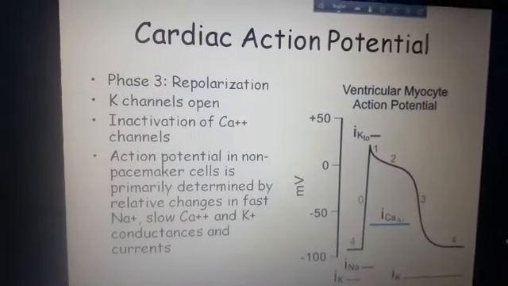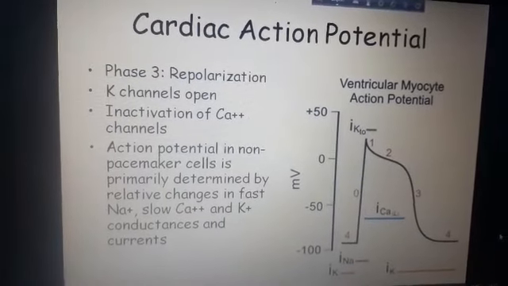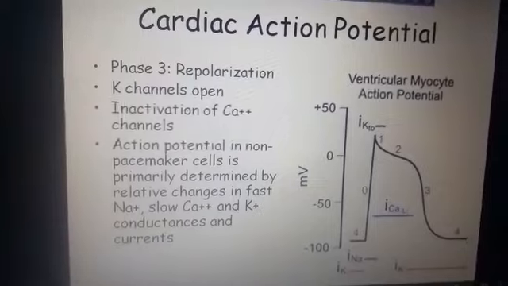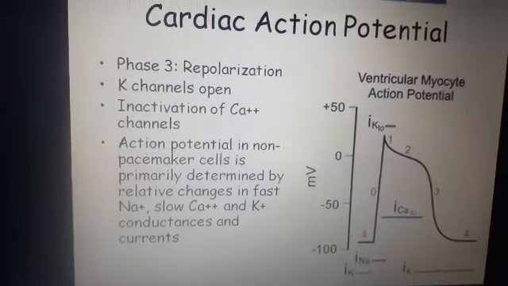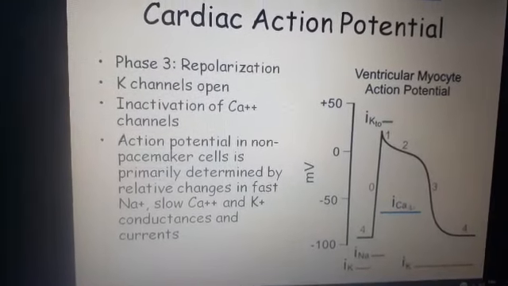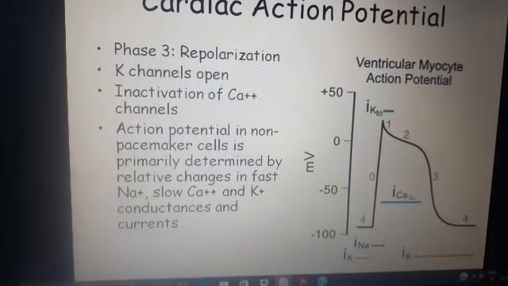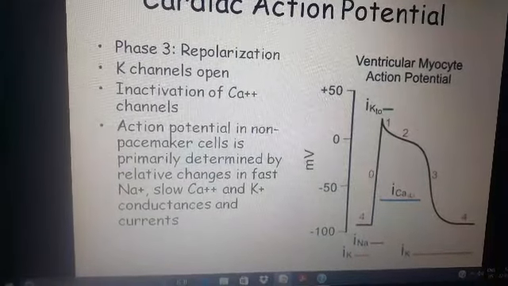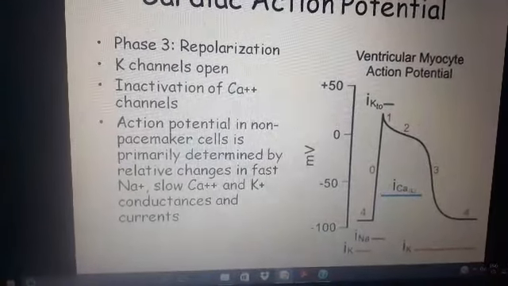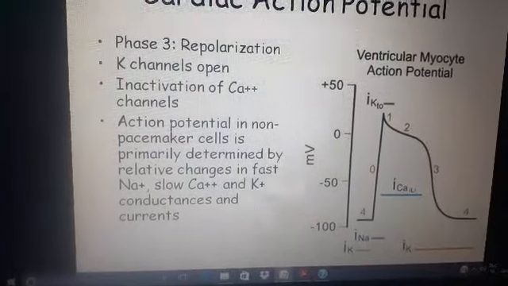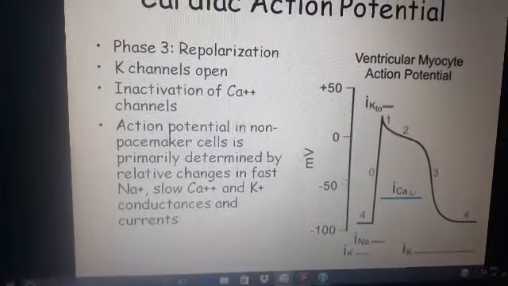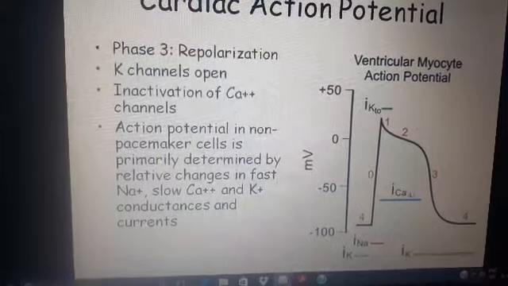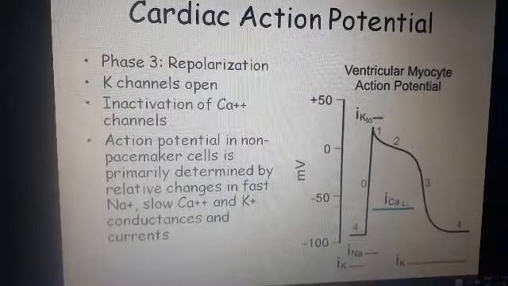Cardiac action potential. Next is phase 3, repolarization. The potassium channel remains open still, and there is inactivation of the calcium channel. So remember, phase 0 is this rapid influx of sodium. Phase 1 is due to closure of the sodium channel as well as opening of some potassium channels. Phase 2 is the exit of potassium plus entry of calcium. That's why the membrane potential remains constant for a long time.